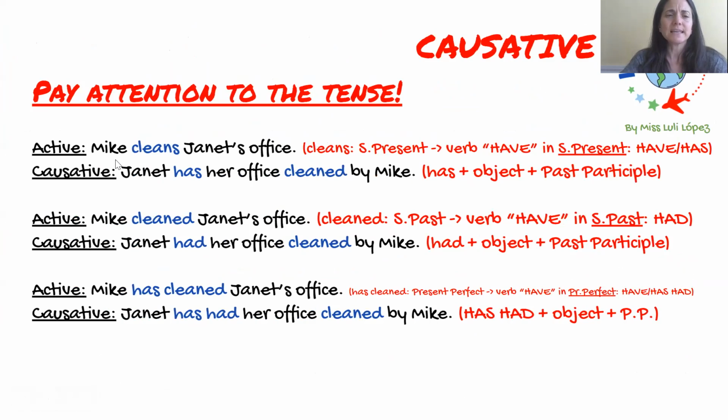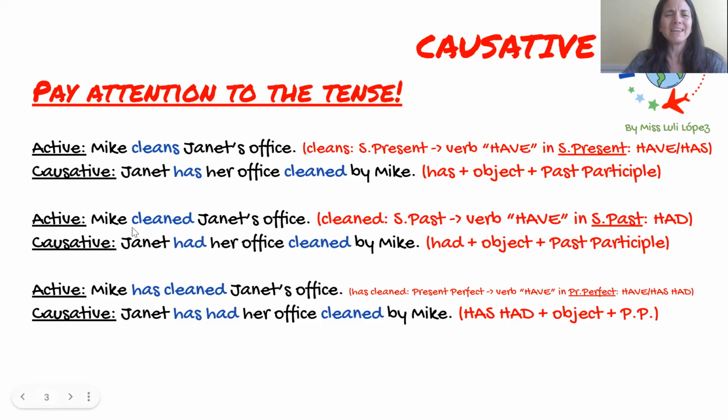If the active sentence is Mike cleans Jeanette's office, cleans is in simple present. So the verb have is in simple present, have or has. So the causative is going to be Jeanette has her office cleaned by Mike. Why? Because remember that the structure is has plus the object plus the past participle, yes? Have something done. I'm going to show you all the examples with the verb have, but of course it would be correct to use the verb get, all right?